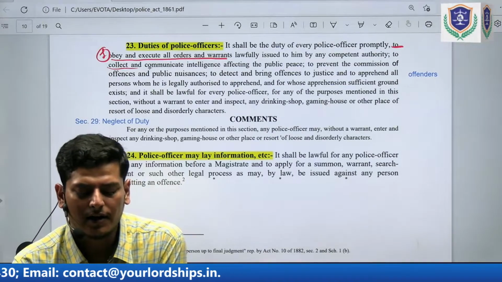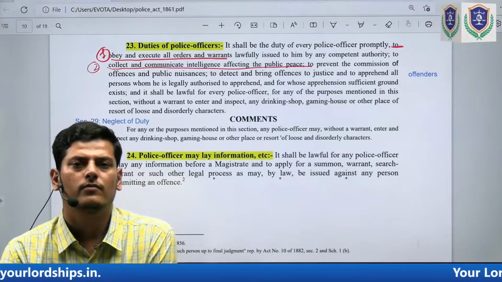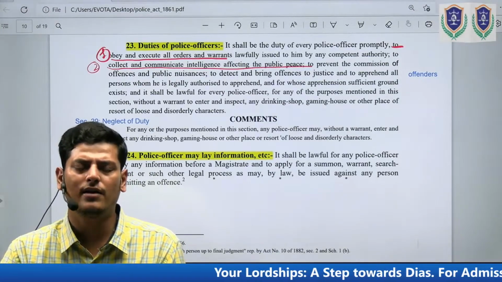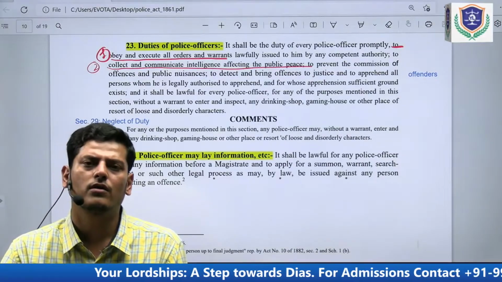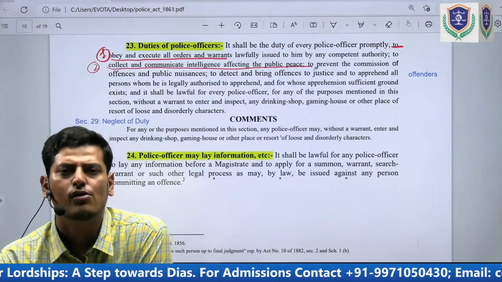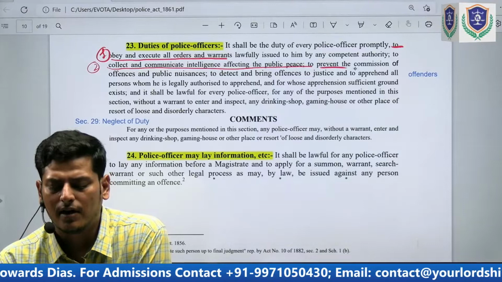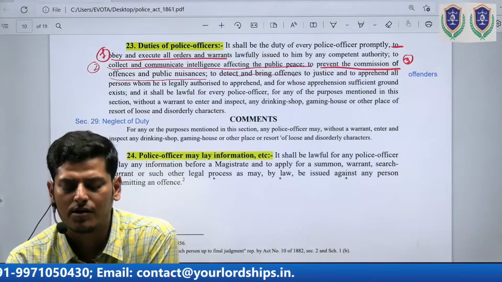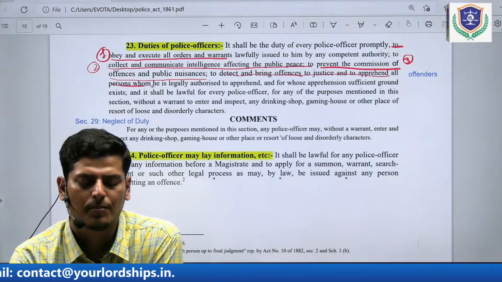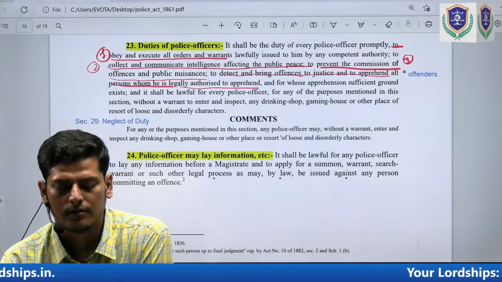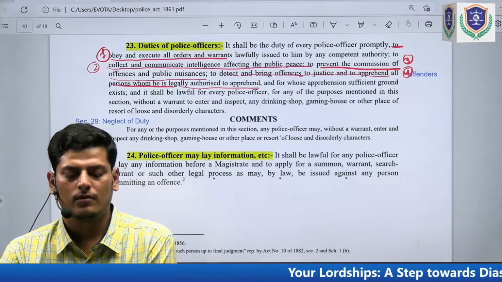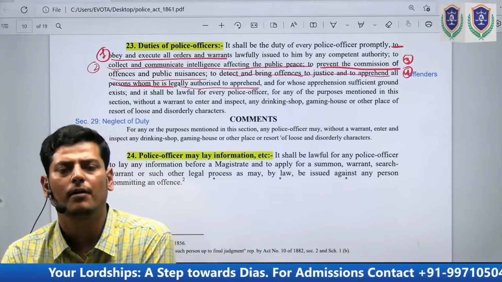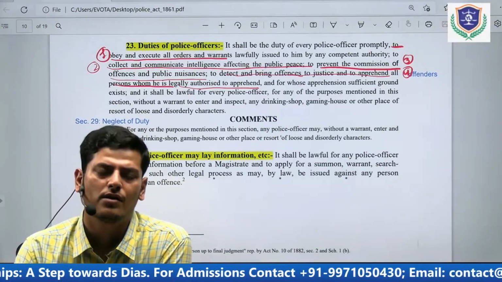To collect and communicate intelligence affecting public peace. So police also play a role for intelligence purposes, collect the intelligence, convey it for all that conduct which affects the public peace, and communicate also to the relevant authorities. Prevent the commission of offenses and public nuisances. Detect and bring offenders to justice, and to apprehend also the persons whom he is legally authorized to apprehend, and for whose apprehension sufficient ground exists.